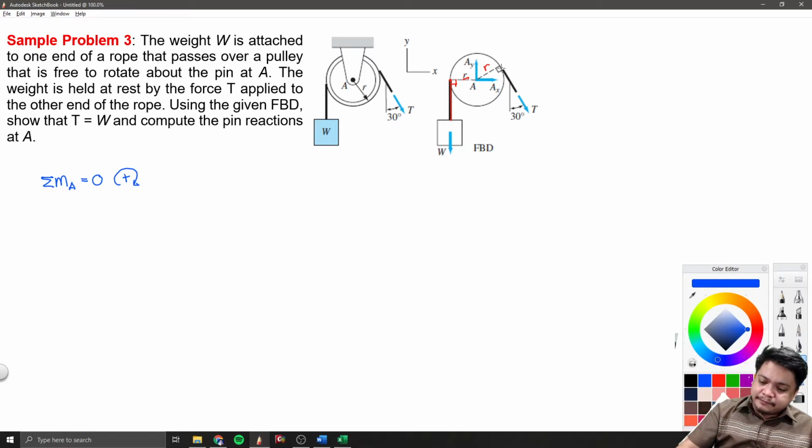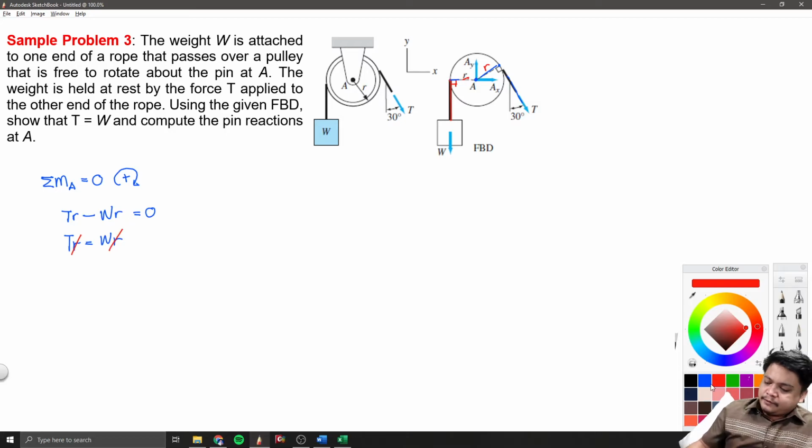Our T, okay, is just slanted, but again, it still has its point of tangency here. So, you have T, and the moment arm is R. Okay? And then the weight will rotate counterclockwise, and its moment arm is also equal to R. I take the moment at point A, so the forces AX and AY pass through it, so technically they have no moment there.